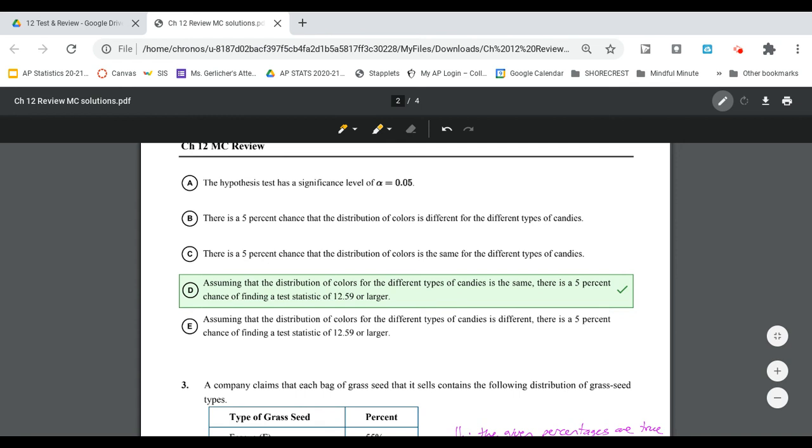And again, you need that first part, assuming the HO is true. Assuming that your sampling distribution can be centered around a HO, then we can talk about stuff. So assuming the distribution of colors for the different types of candies is the same, this means HO is true. There is a 5% chance, so here's your p-value, of finding the test statistic of 12.59 or larger. In this case, more extreme means bigger, because your HA must be a greater than situation.